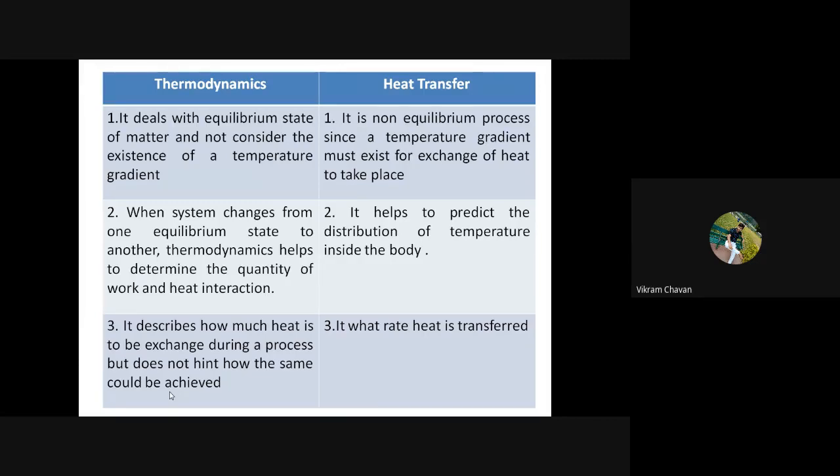Whereas in heat transfer, it helps to predict the distribution of temperature inside the body.